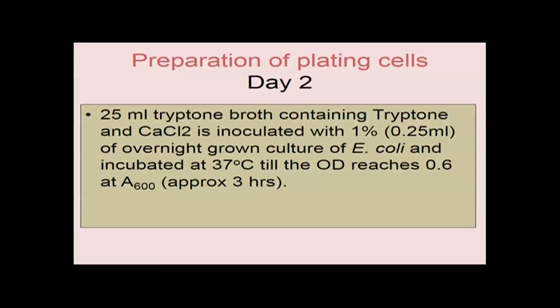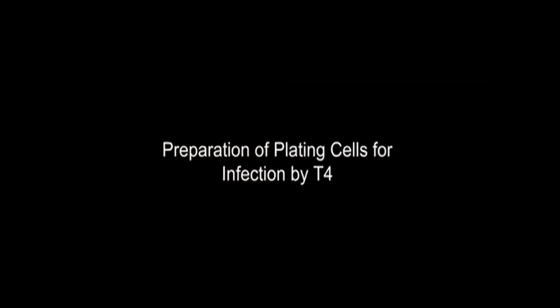Ma'am, why do we incubate it till the OD reaches 0.6? OD of 0.6 at 600 nanometer is an indication of the log phase culture. That means all the E. coli cells are growing vigorously and multiplying. So, they are in the log phase. So, very quickly they will be infected by the bacteriophage.